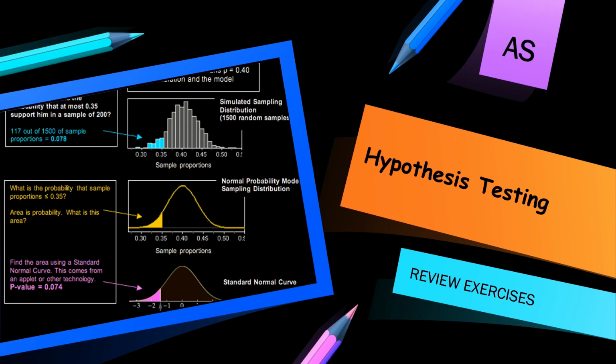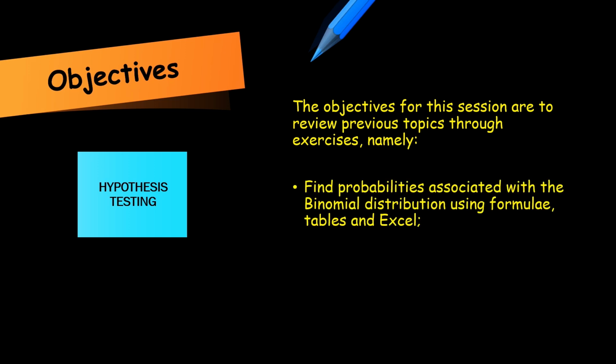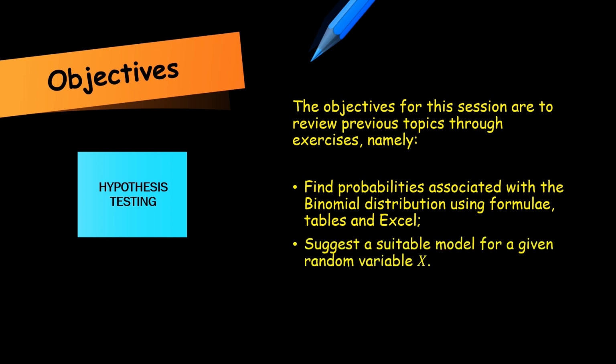Welcome to the unit on hypothesis testing. In this unit, we will be looking at key concepts through review exercises. The objectives for this session are to review previous topics through exercises, namely, find probabilities associated with the binomial distribution using formulae, tables, and Excel, and suggest a suitable model for a given random variable x.